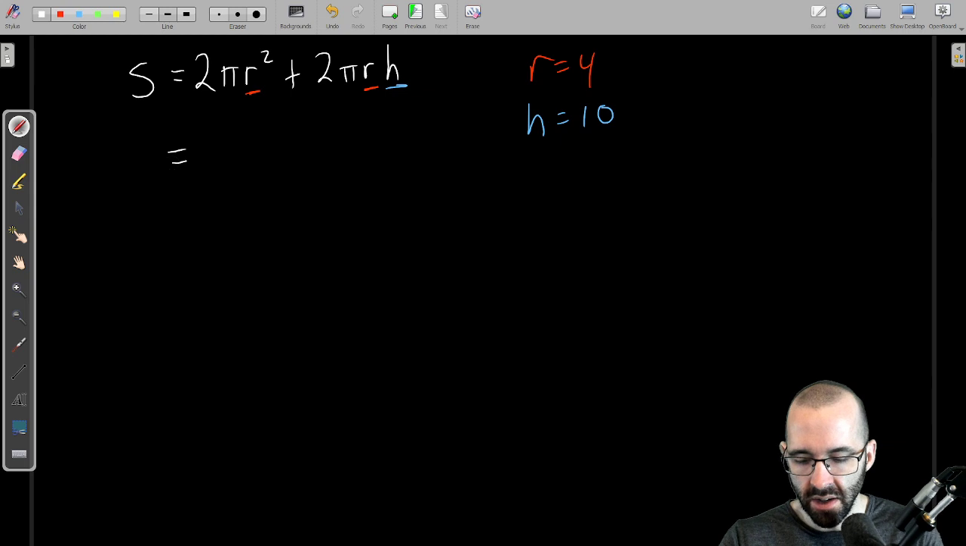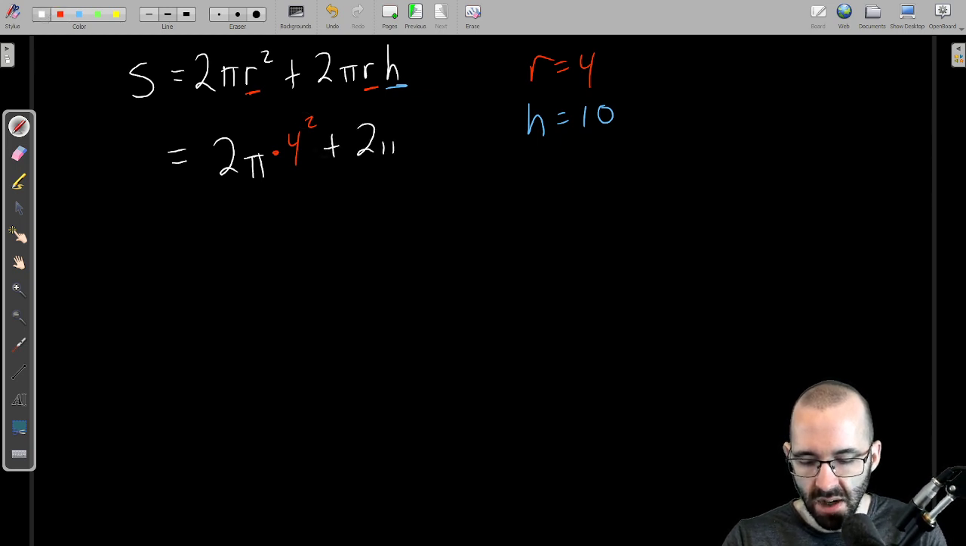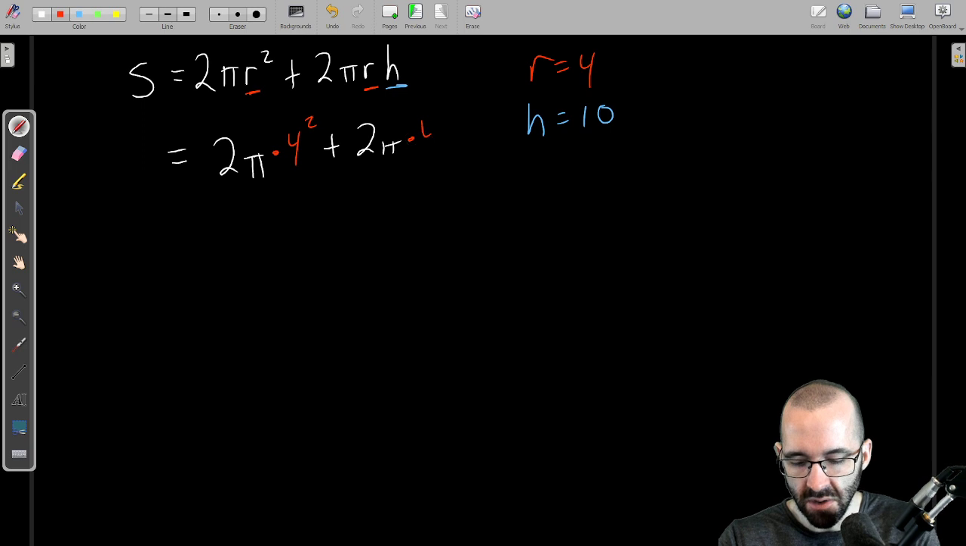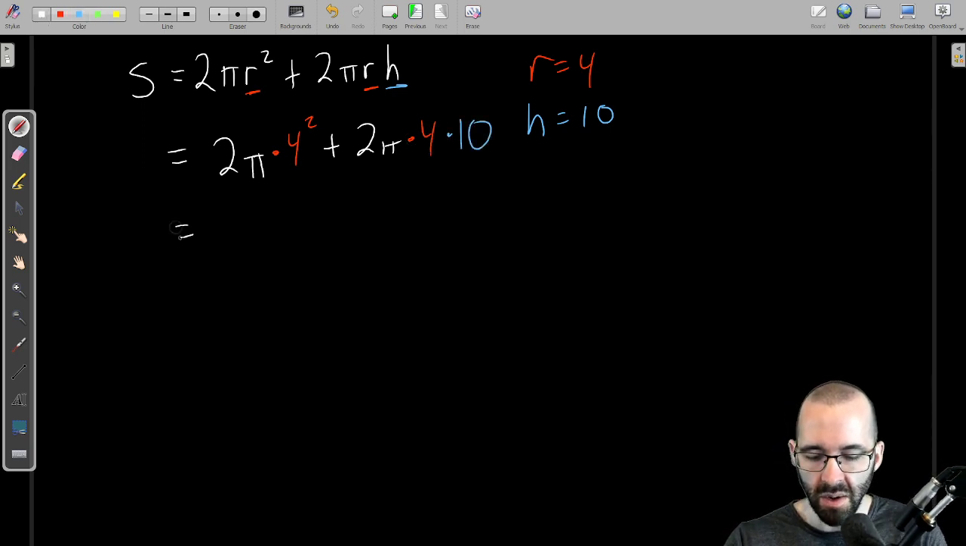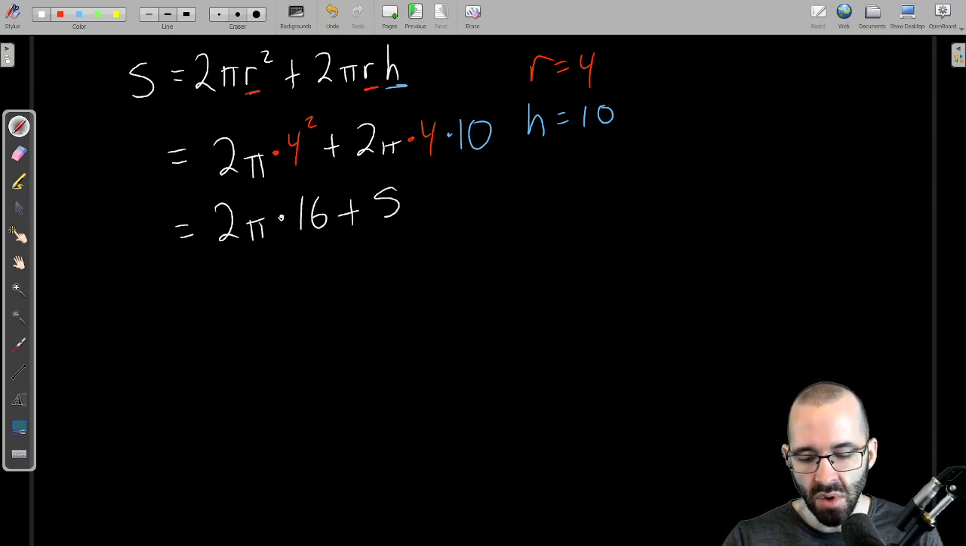Plugging it in, you're going to get 2 pi times 4 squared. R is 4, so we just plug it in. We replace it. Plus 2 times pi times r, which is still 4, times h, which is 10. And now we can just simplify. Order of operations, 4 squared, exponents first, is 16. 2 times 4 times 10 is going to be 80.